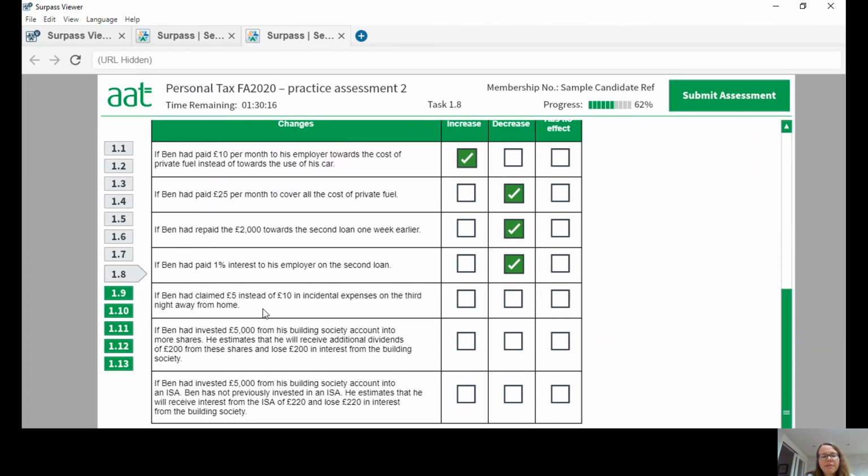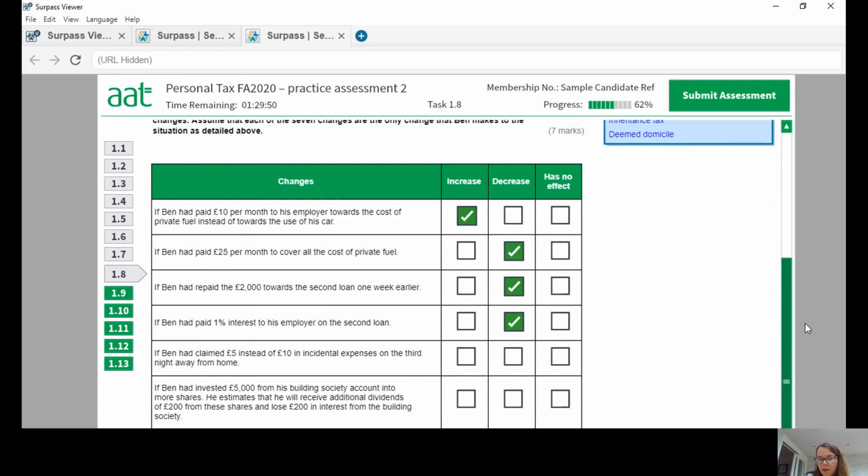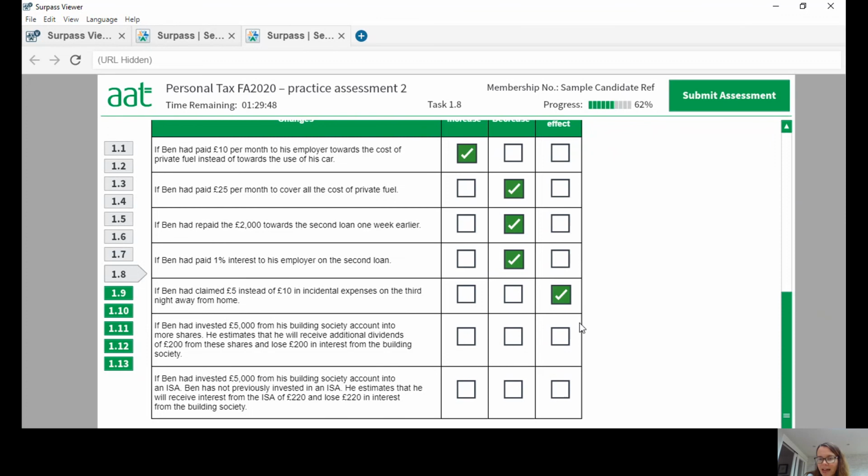Next one, if Ben had claimed £5 instead of £10 on the third night away from home. Right, so what we need to do here is that average thing again. They seem to like this point, don't they? So 3 plus 2 plus 10 plus 4 plus 5 divided by 5 is an average of £4.80. So therefore that would all have been exempt. If he'd claimed less there, it would still all have been exempt. So that would have had no effect because the average is under £5 a night.